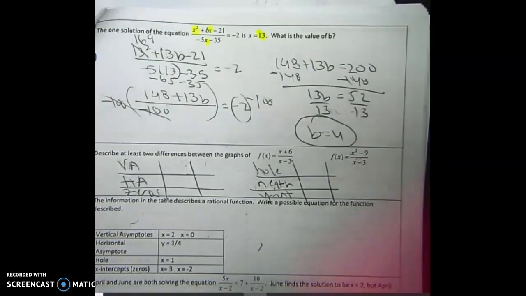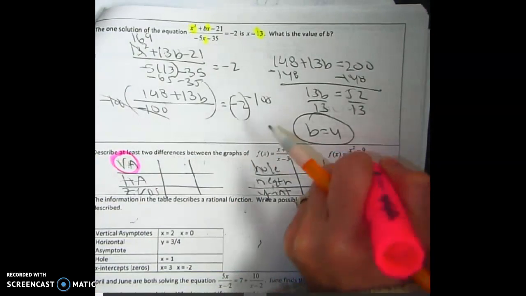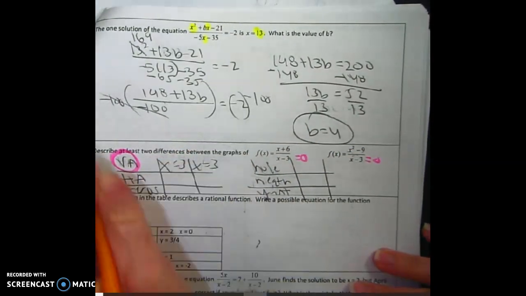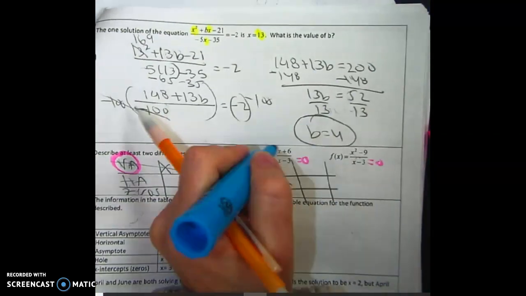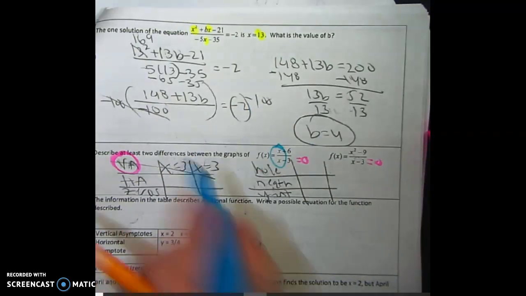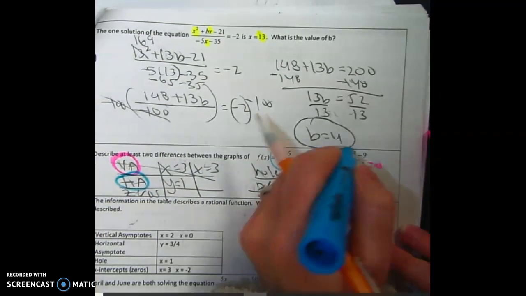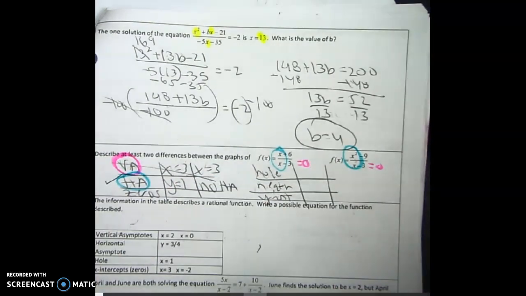So my VA, I set it equal to 0, and that's x equals 3, and that's the same, so that's not it. HA, these are exactly the same, so this would be y equals 1. And this one is no HA. So that's one difference right there.